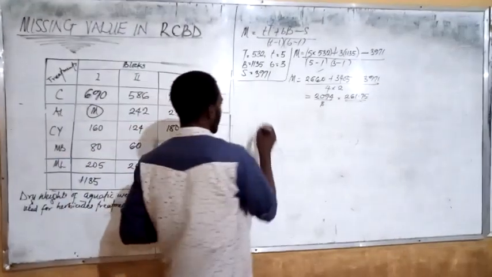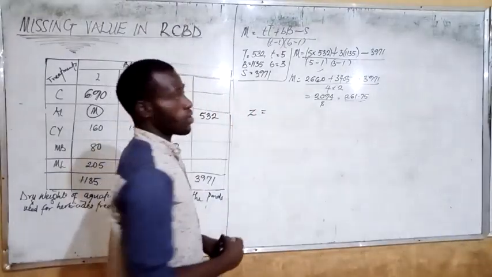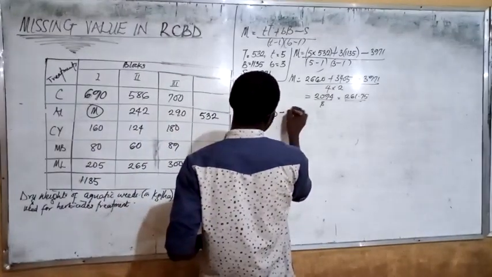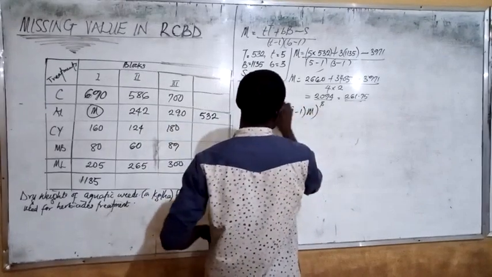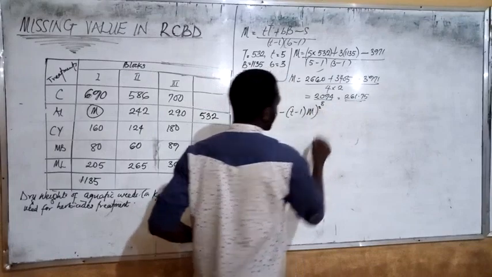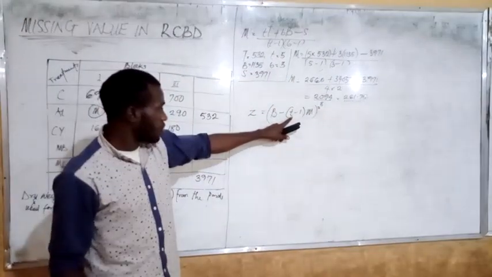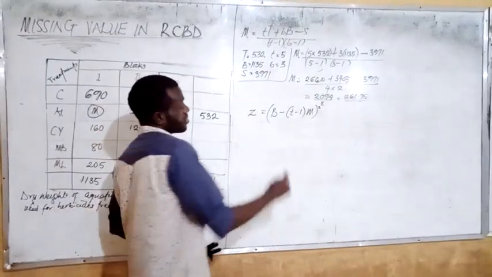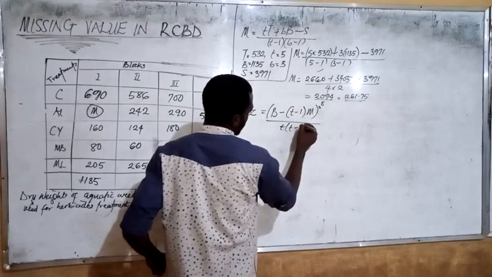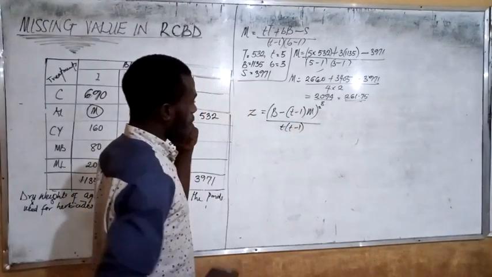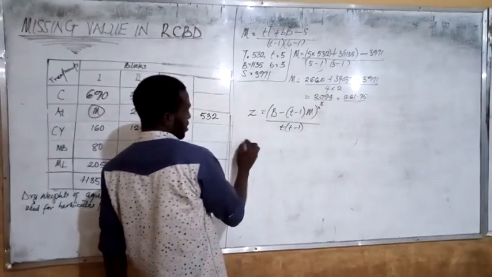And how do we do that? The formula we use is z is equal to b minus open bracket small t minus 1 close bracket m squared. Now, please don't follow the formula in the textbook, which uses a capital T, and that is not correct. It's supposed to be small t. That is a typo. Over t times bracket t minus 1. What is that called? The degree of freedom. I think degree of freedom total.